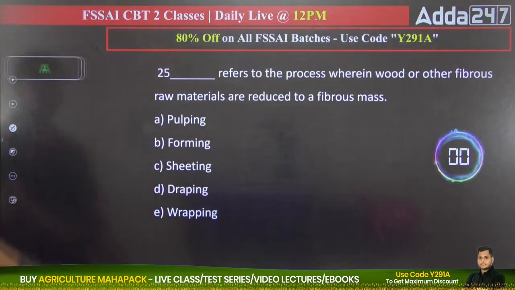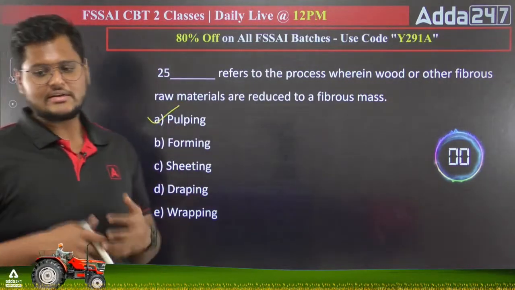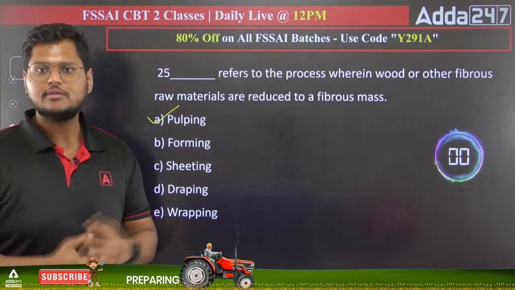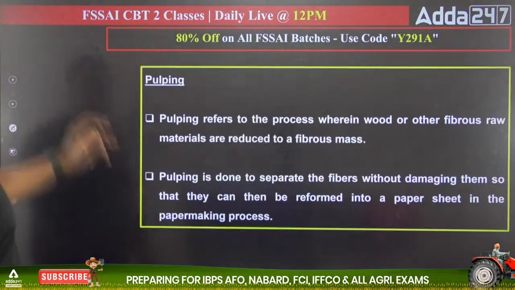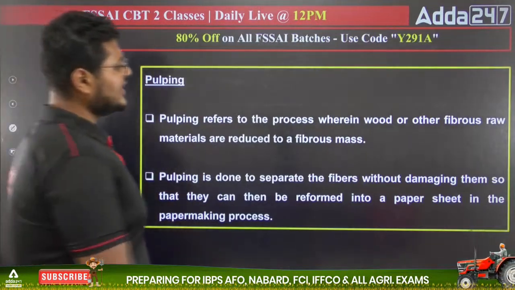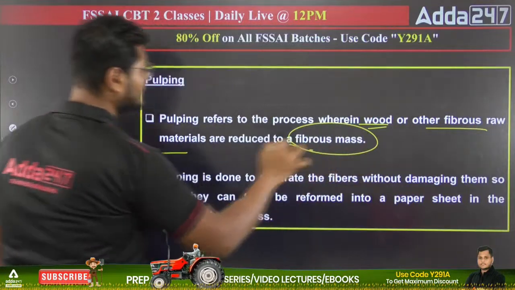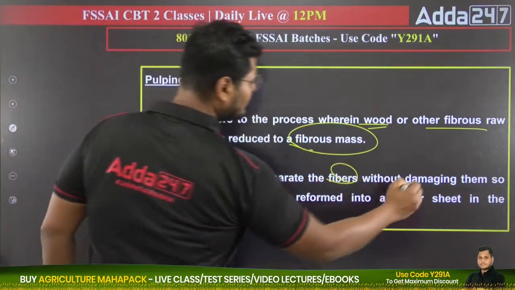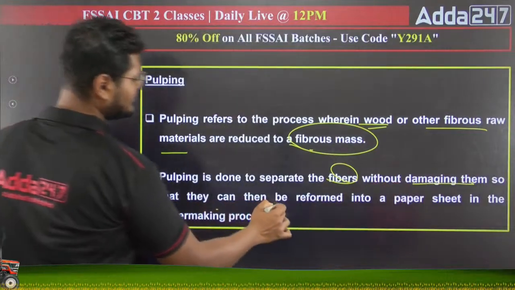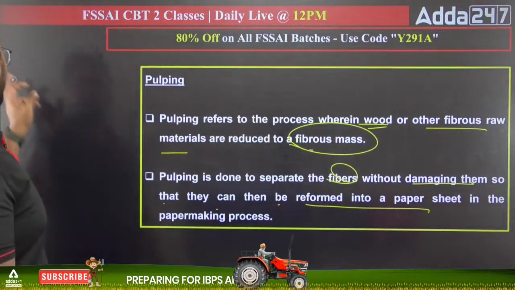So the right answer here is A, that is pulping. So basically the pulp is extracted. That is what we call the fiber. Pulping refers to the process wherein wood or other fibrous raw materials are reduced to a fibrous mass. Pulping is done to separate the fibers without damaging them so that they can then be reformed into a paper sheet in the paper making process.